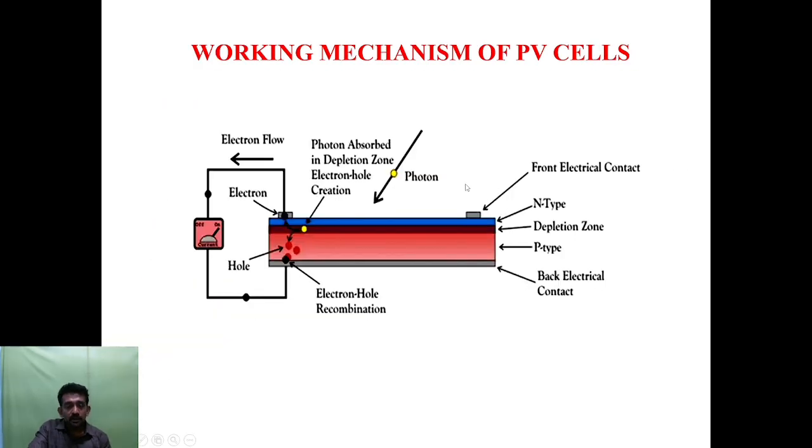So this is the diagrammatic view of the working mechanism of PV cells. Initially, the photon is transferred from the sun and reaches the solar cell. This photon is absorbed in the depletion zone, and it triggers the electron present in this region, and thereby an electron-hole pair is created. This electron tries to flow through the load and then reaches the hole part, and this is the basic working mechanism of PV cells.